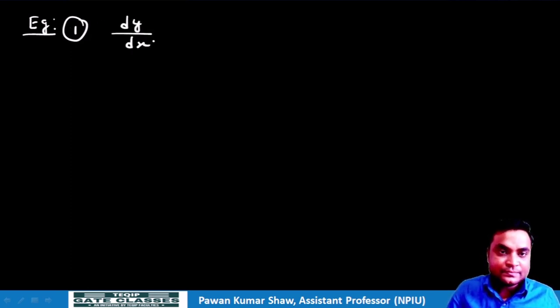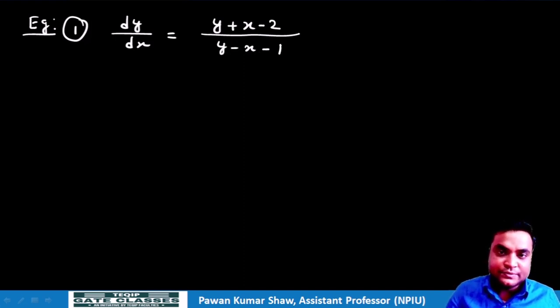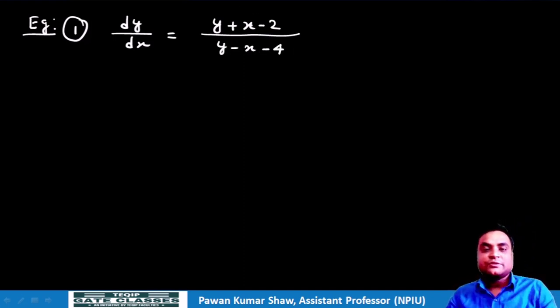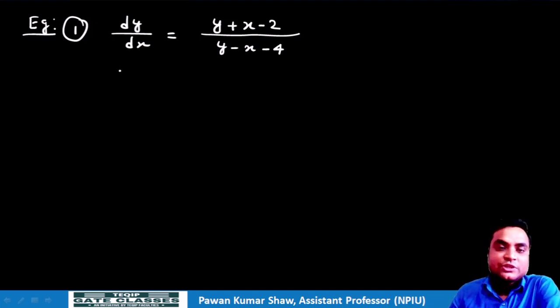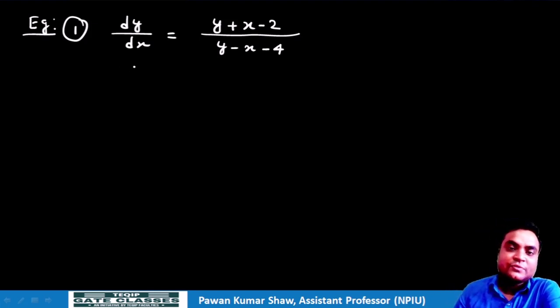Okay, now I am going to take an example and show you how you can solve the non-homogeneous differential equation. Suppose the first example I am taking is dy by dx is equal to y plus x minus 2 divided by y minus x minus 4. This is a non-homogeneous differential equation. Now first we want to check the condition. We will check the condition here.